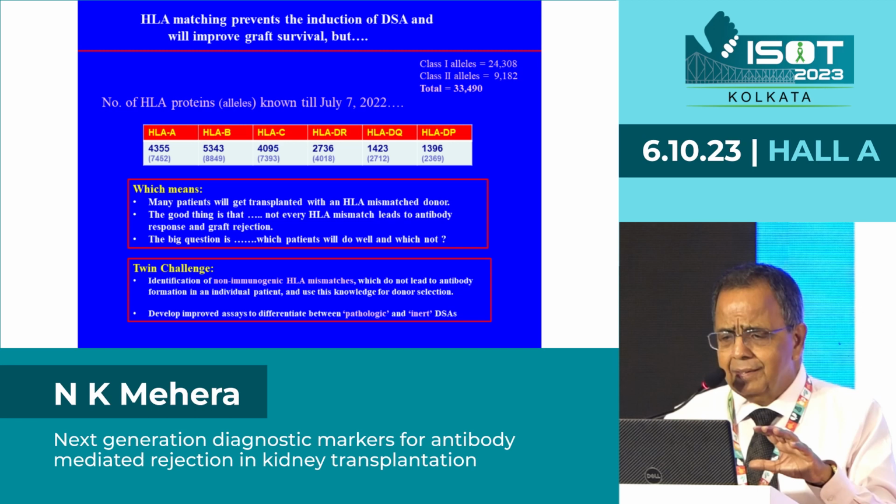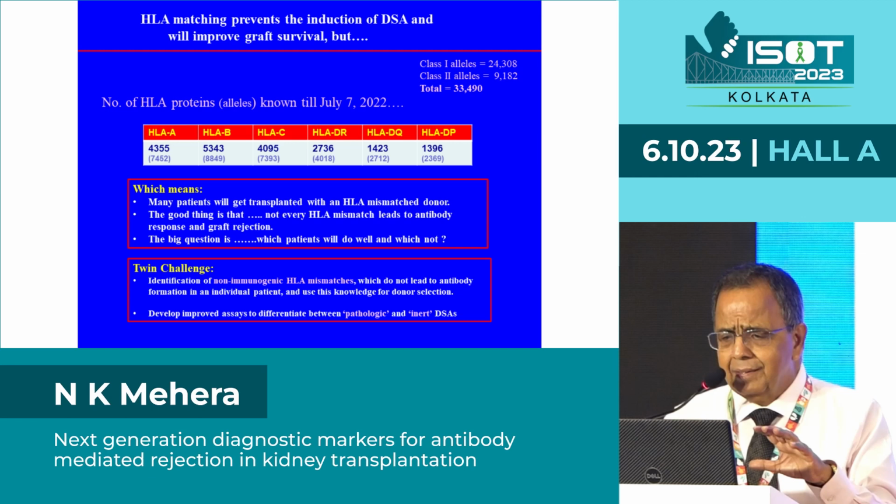The problem is that the system is very polymorphic, and as of July 7, 2022, last year, about 34,000 alleles are known, and many more now, which means many patients will get transplanted with an HLA mismatched donor. The good thing is that not every HLA mismatch leads to antibody response and therefore graft loss. The big question, however, remains even now: which patients will do well and which not.